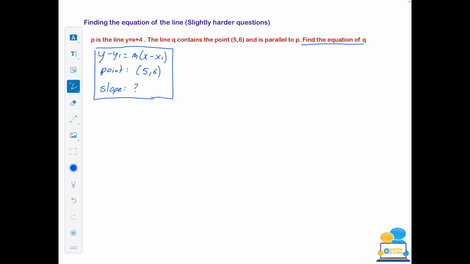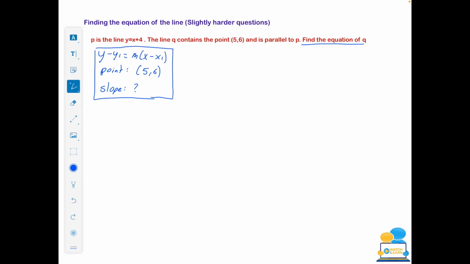Now I think, what methods do I know to find the slope? So I know my formula, m is equal to y2 minus y1 over x2 minus x1. For that, we need to know 2 points. We only know 1 point, so that's not going to work. We can also find the slope using rise over run. We don't have a graph drawn, that's not going to work. So now I need to go back to the question.